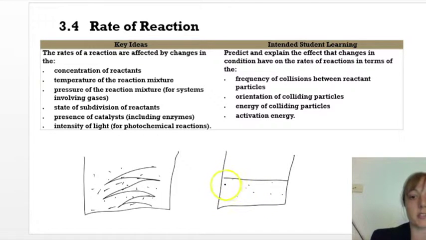A catalyst lowers the activation energy. So catalysts provide an alternate pathway with lower activation energy. And light intensity works similarly to temperature.